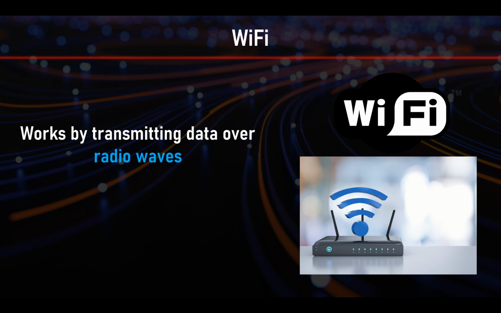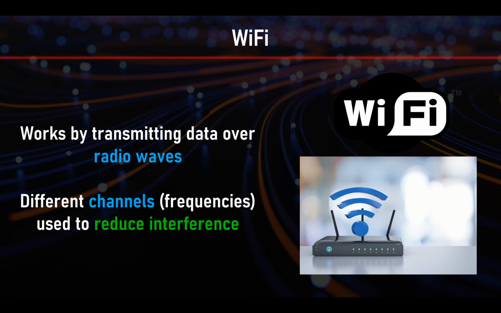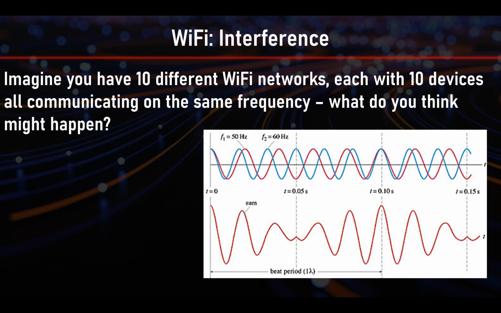Right, so it works by transmitting data over radio waves. Different channels, different frequencies are used to reduce interference. So let's have a look at that. Now, for example, here we're sending data on a similar frequency. So then you get this interference.